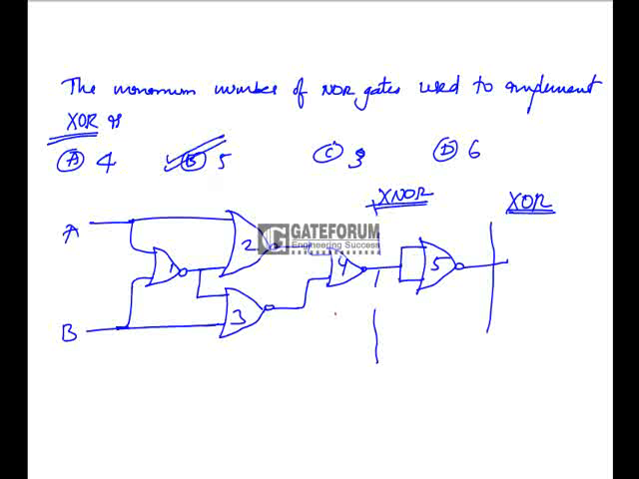If the question is the minimum number of NOR gates used to implement XNOR, what is the answer? The number of gates required is only 4. Similarly, the minimum number of NAND gates used to implement XOR is 4, whereas the minimum number of NAND gates used to implement XNOR is 5. So option B is the correct answer.